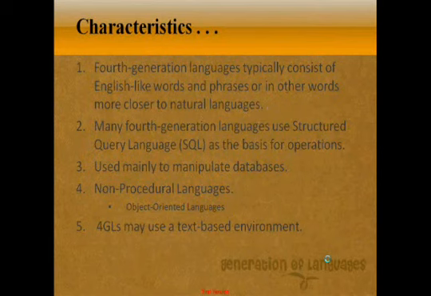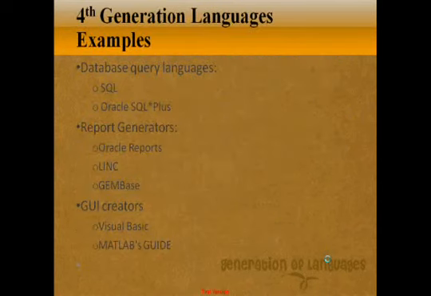There are some characteristics of fourth generation languages. They typically consist of English-like words and phrases, or in other words, are closer to natural languages. Many fourth generation languages use structured query language as the basis for operations, used mainly to manipulate databases. They are non-procedural languages, such as object-oriented languages. They may use a text-based environment.